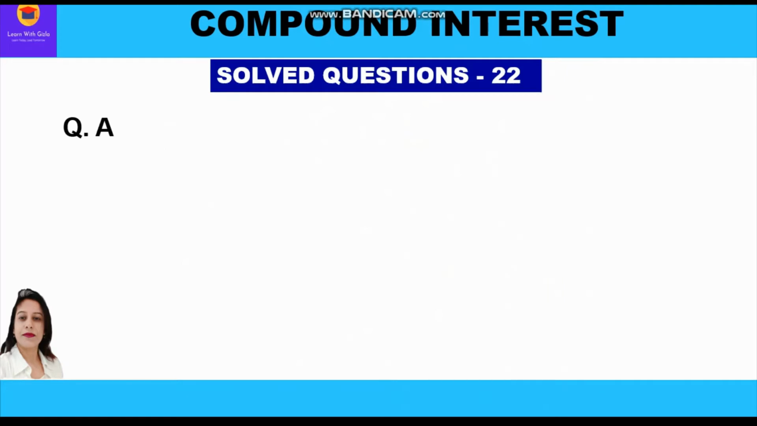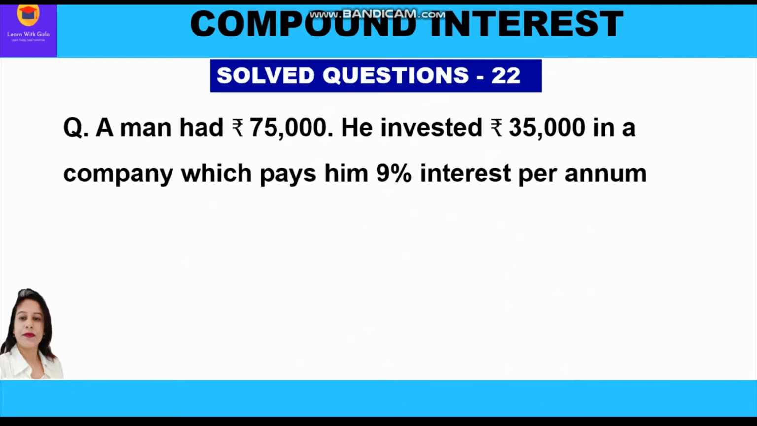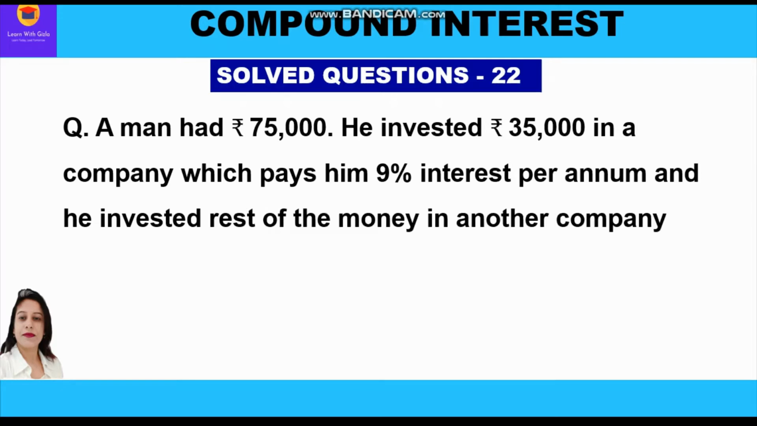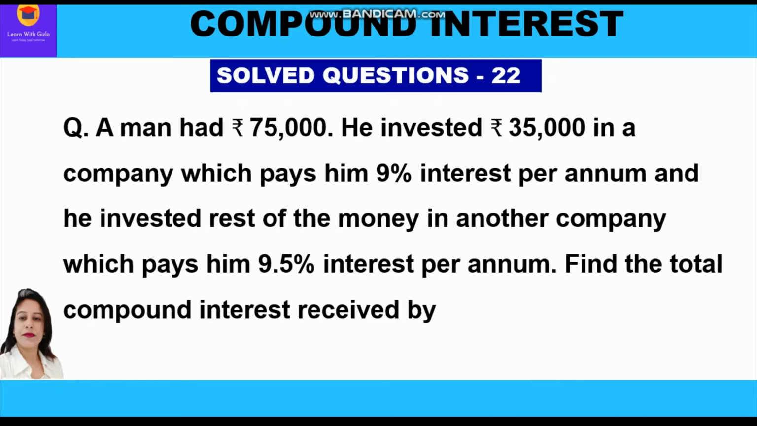Let us take up a question related to compound interest. A man had rupees 75,000. He invested rupees 35,000 in a company which pays him 9% interest per annum, and he invested the rest of the money in another company which pays him 9.5% interest per annum. Find the total compound interest received by him after 2 years.